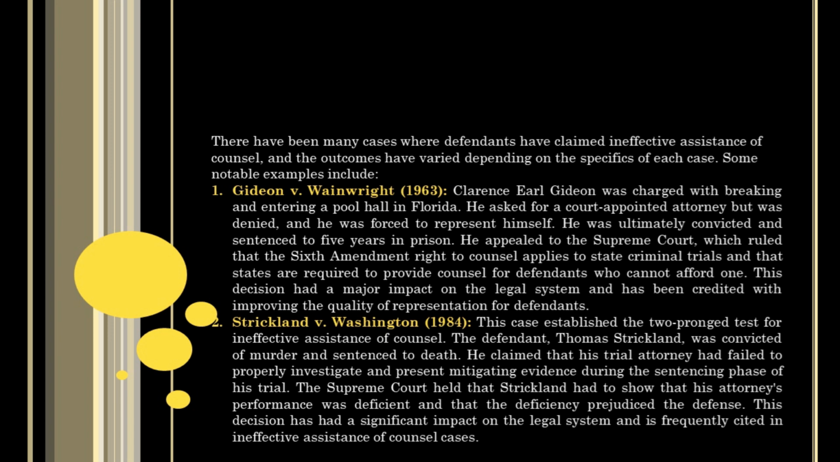Strickland v. Washington, 1984. This case established the two-pronged test for ineffective assistance of counsel. The defendant, Thomas Strickland, was convicted of murder and sentenced to death. He claimed that his trial attorney had failed to properly investigate and present mitigating evidence during the sentencing phase of his trial. The Supreme Court held that Strickland had to show that his attorney's performance was deficient and that the deficiency prejudiced the defense. This decision has had a significant impact on the legal system and is frequently cited in ineffective assistance of counsel cases.